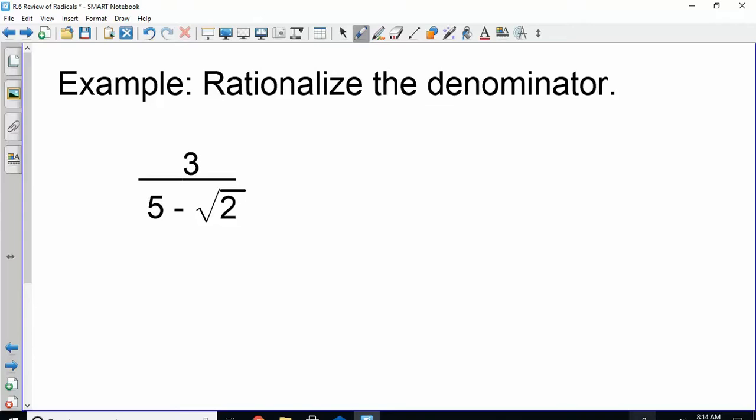So same thing, you've got 2 terms on the bottom, you're going to have to multiply by the conjugate. So again, even though I only have 1 radical on the bottom, because it's 2 terms, because there's a subtraction, you can't just multiply by the radical 2. We have to do the full conjugate. So I'm multiplying by 5 plus the square root of 2.